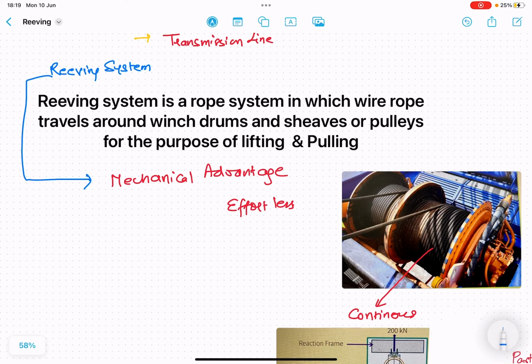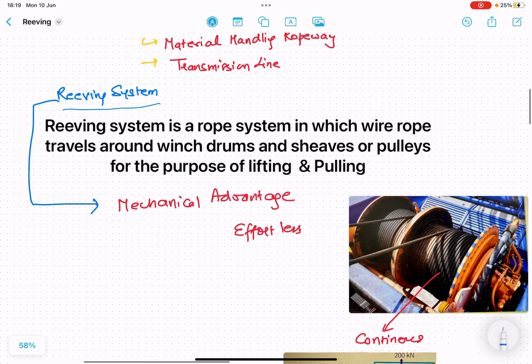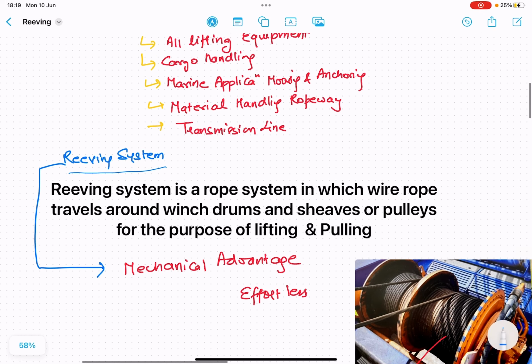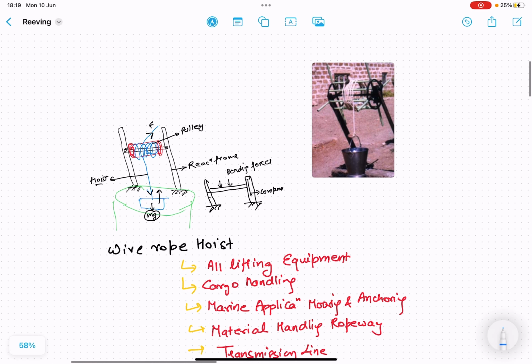In today's lecture, we will discuss the reeving system and how we are able to get the mechanical advantage using the concept of reeving. So in this lecture, we will discuss this. Before going further, we must first understand the basic principle, how this reeving system originated.